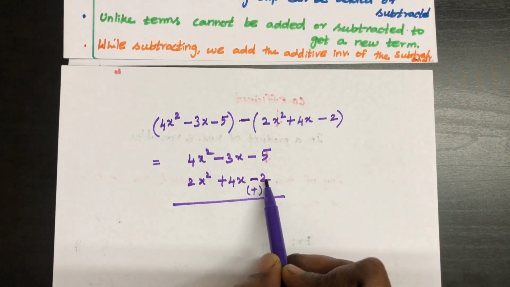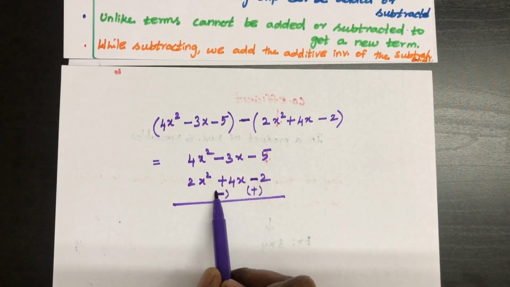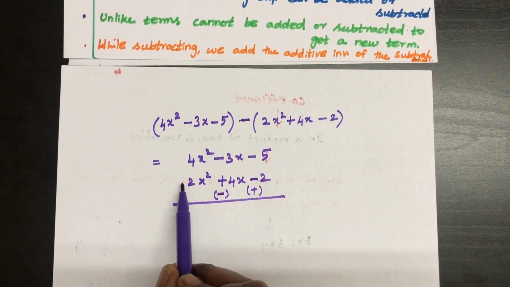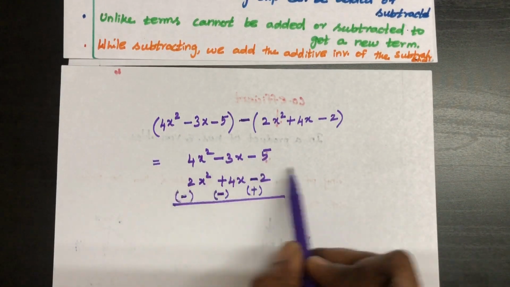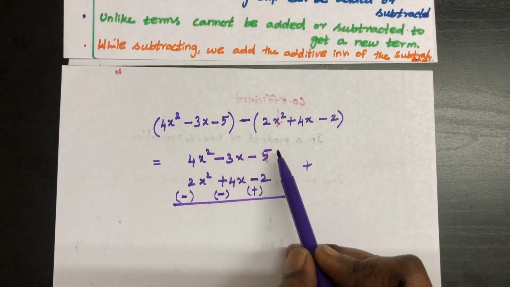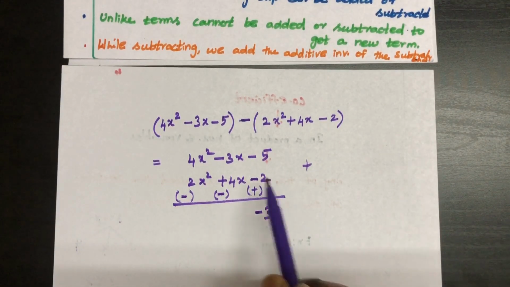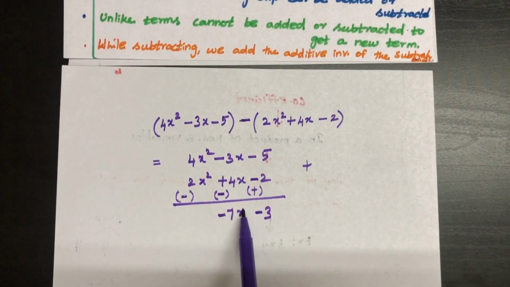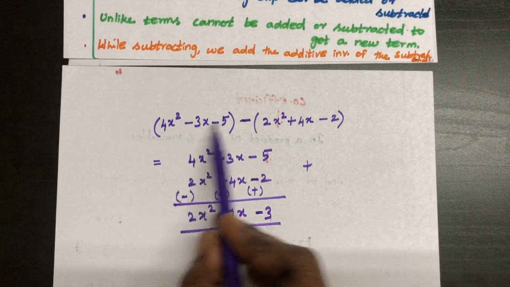So minus 2 becomes plus 2. Instead of this positive 4x, change it into negative 4x. Now instead of this 2x square, which is positive, make it minus 2x square. Now just add these two. Minus 5 plus 2 gives us minus 3. Minus 3x minus 4x gives us minus 7x. 4x square minus 2x square gives us 2x square. So this is the answer after subtraction.